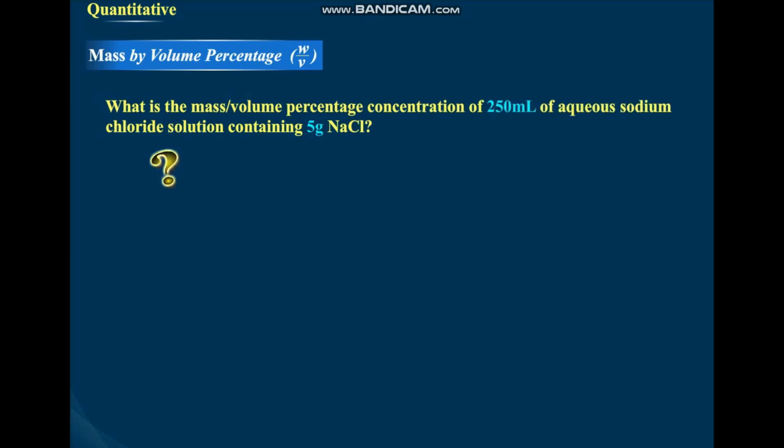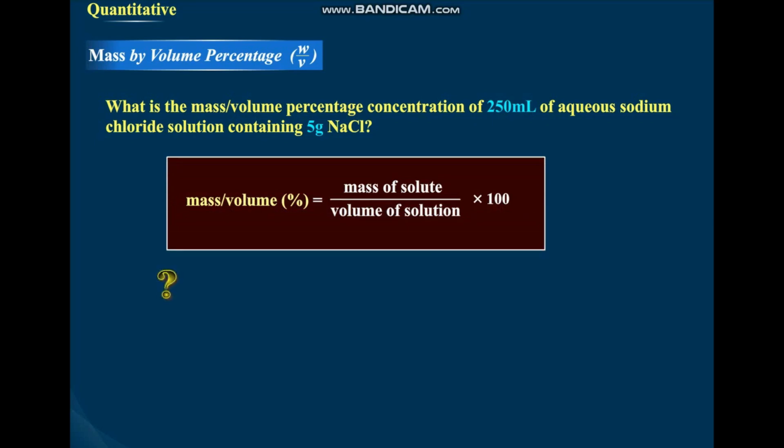Now we'll do one problem. What is the mass by volume percentage concentration of 250 ml of aqueous sodium chloride solution containing 5 grams of NaCl, which is very easy, it will be very easy for you. Always don't forget to write the formula or the equation first. Mass by volume percentage is equal to mass of the solute divided by volume of the solution into 100.